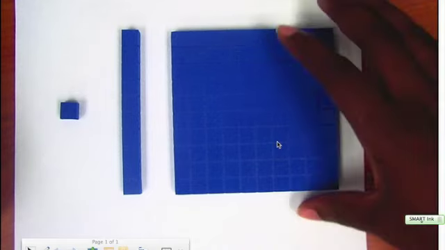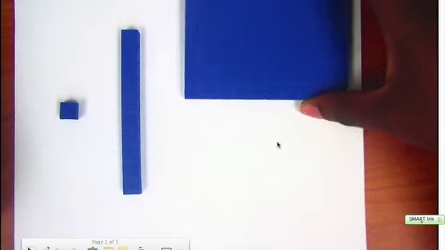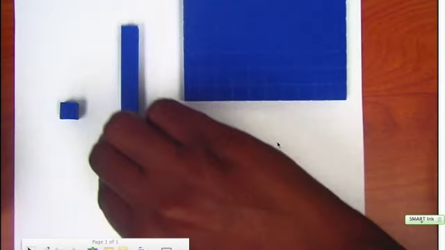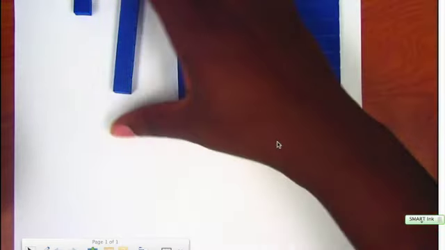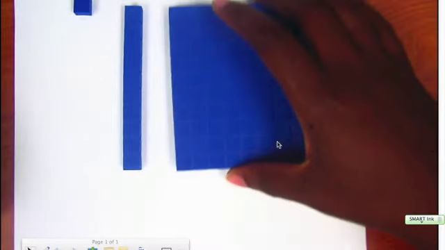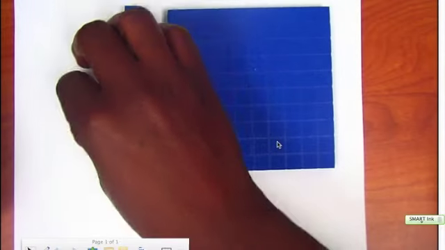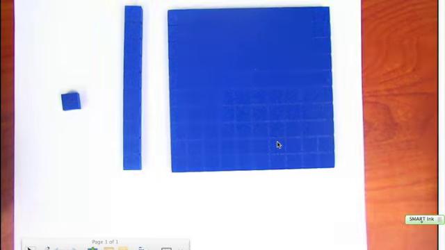Using base 10 blocks provides a hands-on or concrete understanding of numbers where you are able to touch and manipulate the blocks while practicing math. And that is our goal. We want to be able to practice math in a concrete way with base 10s.